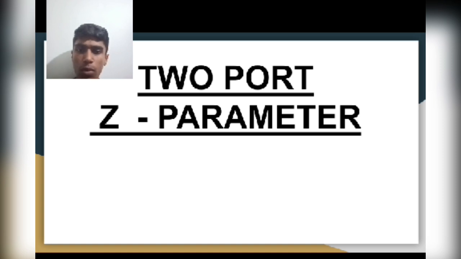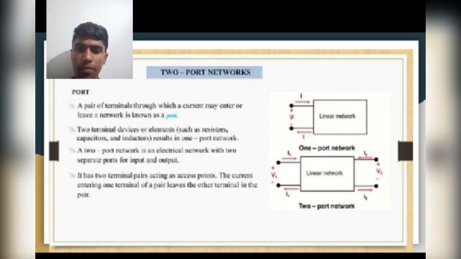Today we are going to discuss two-port Z parameters. Two-port network. Port: a pair of terminals through which a current may enter or leave a network is known as a port. Two-terminal devices or elements such as a resistor, capacitor, or inductor result in a one-port network. The two-port network is an electrical network with two separate ports for input and output. It has two terminal pairs acting as the access points. The current entering one terminal of a pair leaves through the other terminal in the pair.